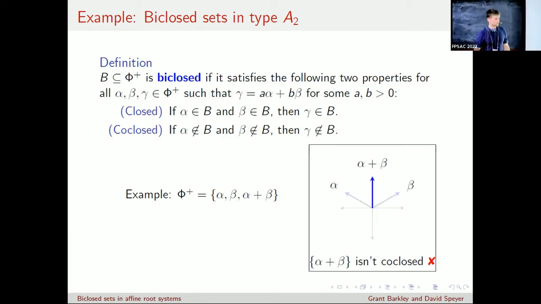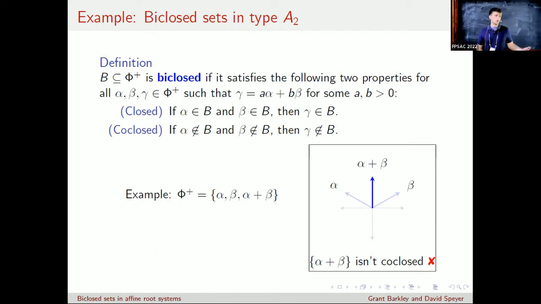And then here's an example of a set which is not biclosed. So here we have just the element alpha plus beta. And then we have that the vector alpha is not in our set and the vector beta is not in our set. But then again, we have this non-negative combination of alpha and beta, which is in our set. So that violates this condition.